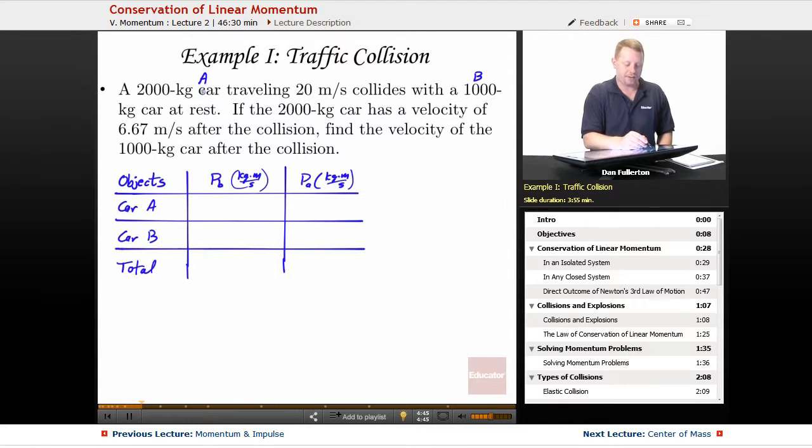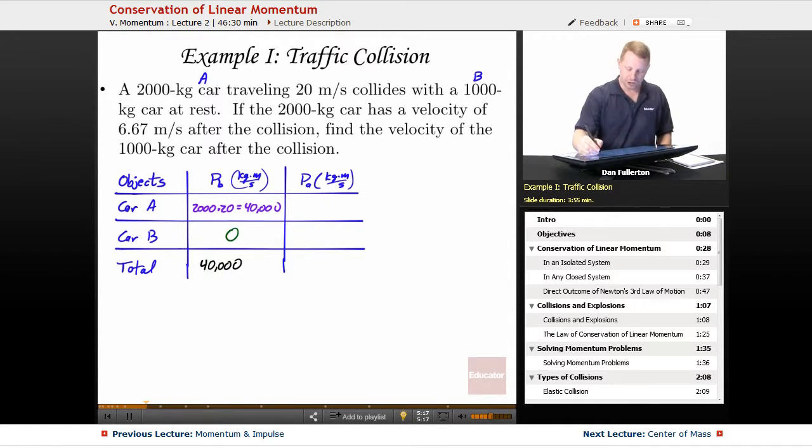All right, filling in what we know. Car A is 2,000 kilograms traveling at 20 meters per second before the collision. So its momentum is mass times velocity, or 2,000 times 20, which will be 40,000 kilogram meters per second. Car B before the collision is at rest, so its momentum is 0. So our total momentum before the collision is 40,000 plus 0, or just 40,000 kilogram meters per second.